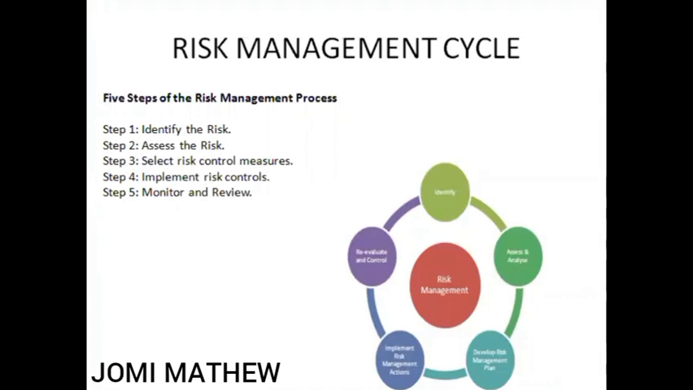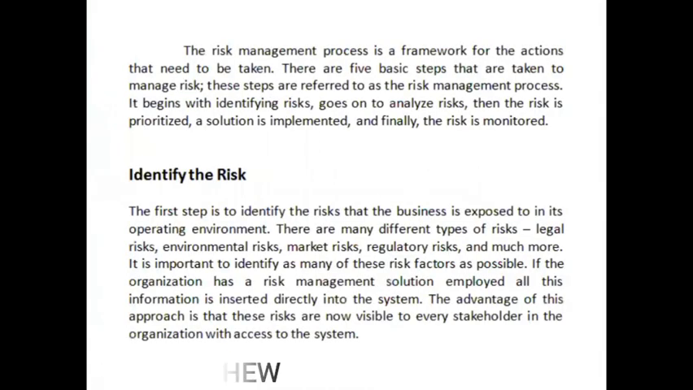Good morning, all. Today, we are going to discuss the risk management cycle. The risk management process is a framework for the actions that need to be taken. There are 5 basic steps that are taken to manage a risk. These steps are referred to as the risk management process. It begins with identifying risk, goes on to analyze risk, and then risk is prioritized, a solution is implemented, and finally, the risk is monitored.